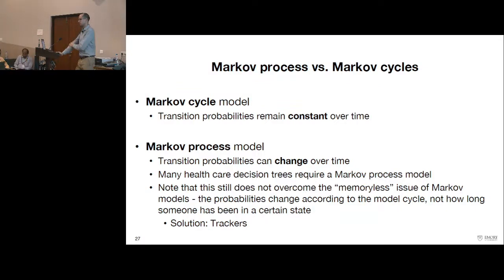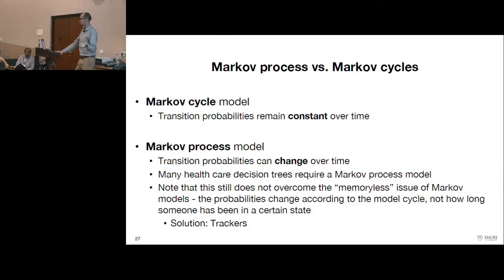So what Dr. Jesselyn also mentioned before is that the Markov chain or Markov cycle model is this very simplistic version where transition probabilities remain constant. But we can allow for the transition probabilities to change over time, and that's what we would call a Markov process model. And this still doesn't solve the fact that probabilities can change over time. Essentially, there would be a function of the cycle. It still doesn't solve the problem of the so-called memoryless property of the model, because it doesn't remember where each particular person in the model was 2 cycles before or 10 cycles before. It only knows that in this cycle, the probabilities are this. And in the next cycle, there will be something else.